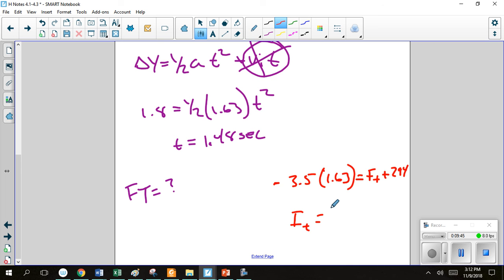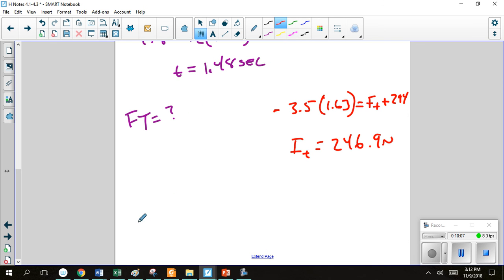that equals 246.9 newtons, so 247. Cool. So that's the force of tension. And then the last part B is asking about the other side, right? So this one hits the ground, smack, ground. And this one goes up.